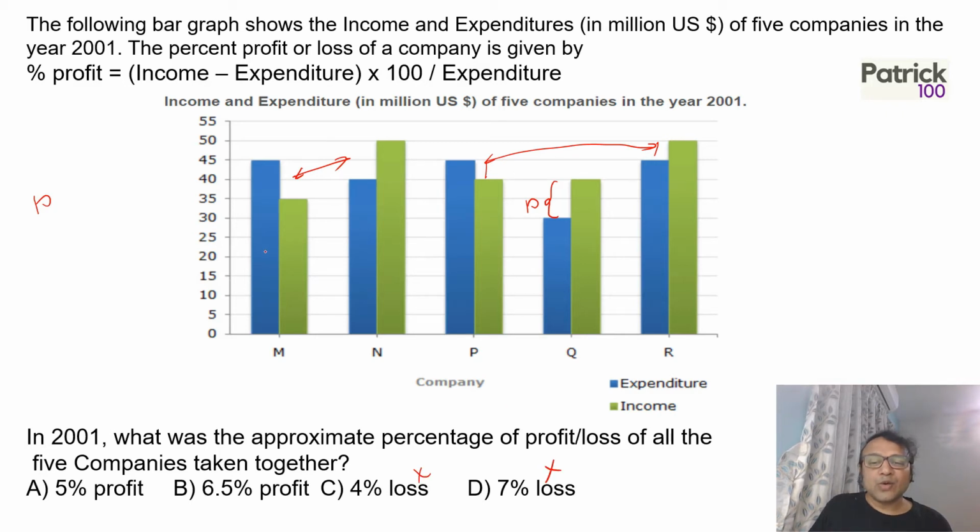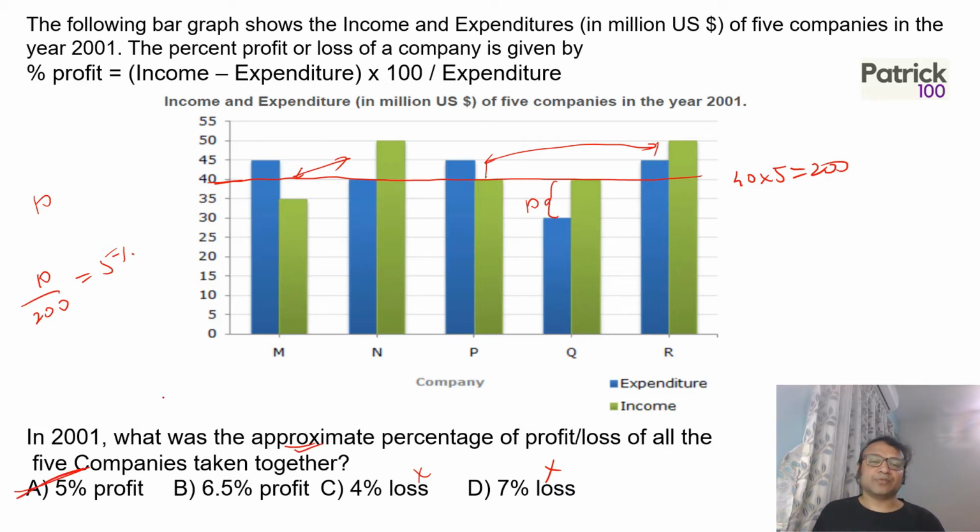Now profit is calculated on expenditure. If you look at the approximate expenditure of all the 5 companies, it is 40. Approximate. Sum up, a little more than 40 it will be. For 5 companies, the total expenditure will be 40 into 5, 200. So 10 profit out of 200 is 5%. That's what they want, approximate. You get the answer, A option, right?